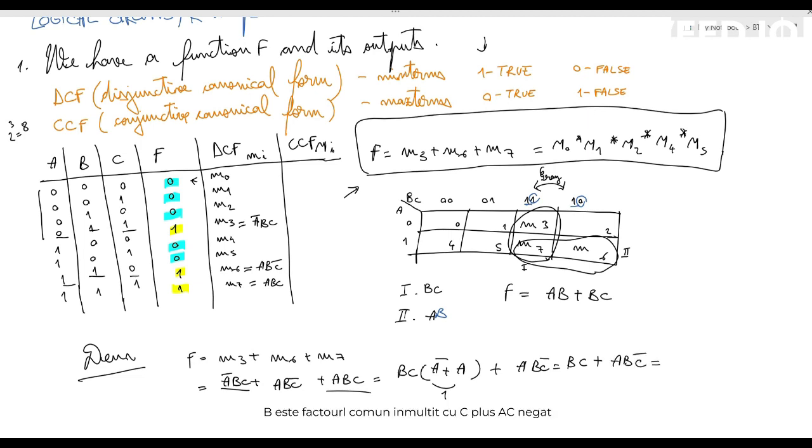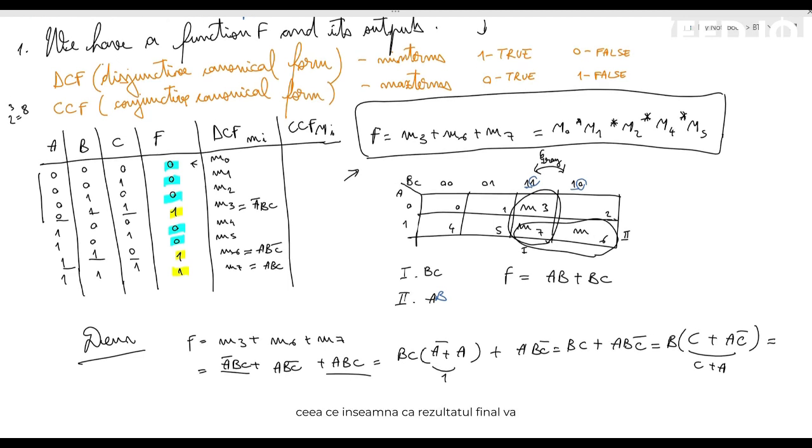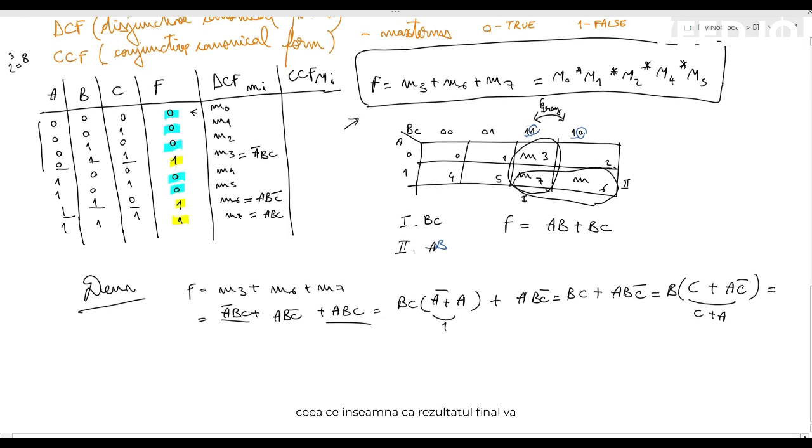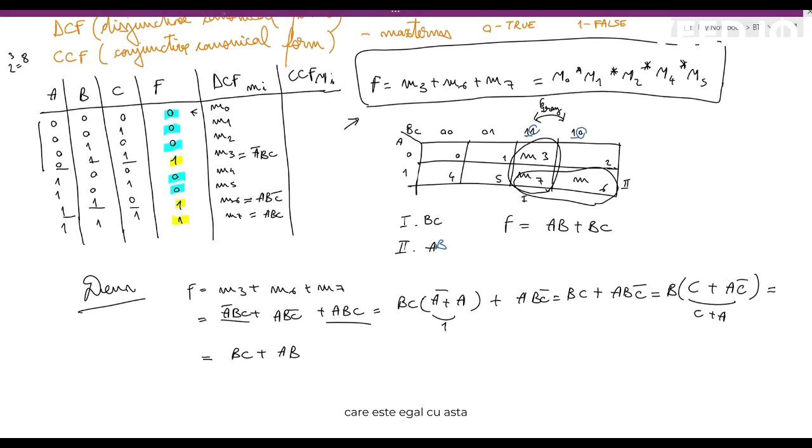So B is the common factor times C plus AC negated. This is C plus A, which means that our final result is going to be BC plus AB, which is equal to this.